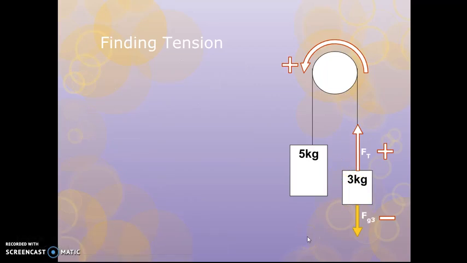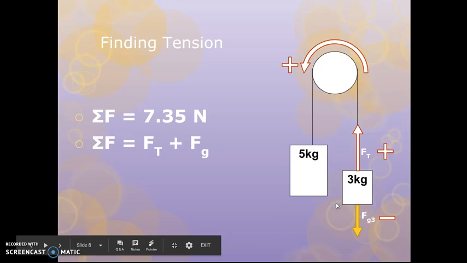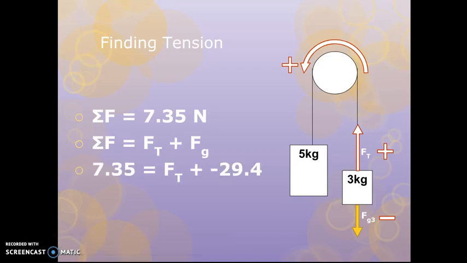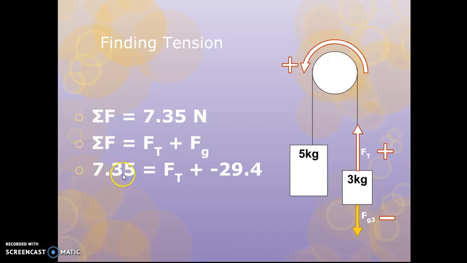Now let's write our other net force equations, our sum of forces. Acting on the 3 kilogram mass is this force of tension upward and this force of gravity downward. So if I write out that equation and plug in the values that I know, I can solve for my force of tension. Again, my force of gravity has to be negative. This 7.35 newtons has to be positive. It's going in that upward direction, that counterclockwise direction. So I can solve for the force of tension. I get 36.75 newtons.